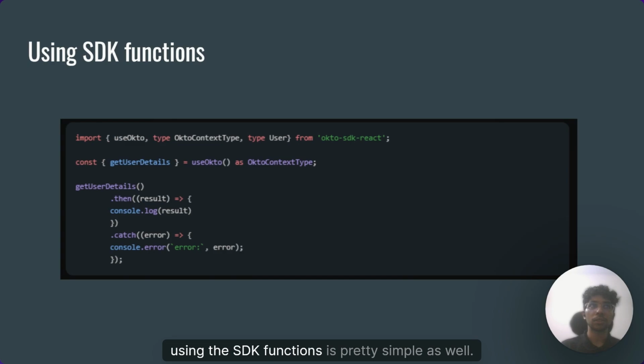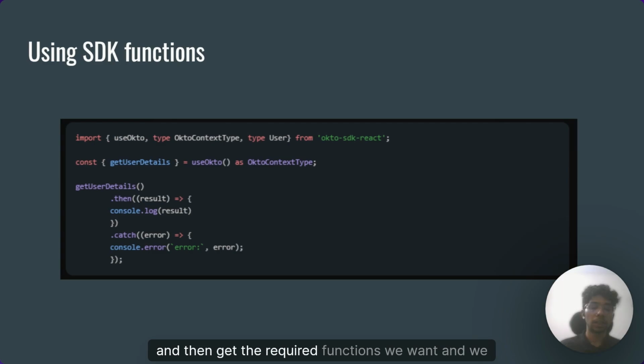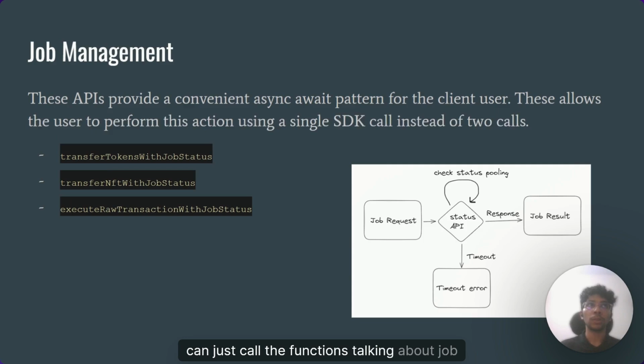Using the SDK functions is pretty simple as well. We need to use the useOkto hook and then get the required functions we want, and we can just call the functions. Talking about job management, these APIs provide a convenient async await pattern for the client user.